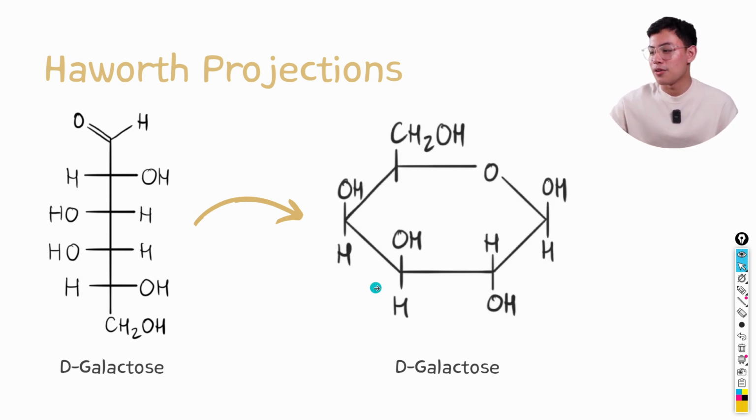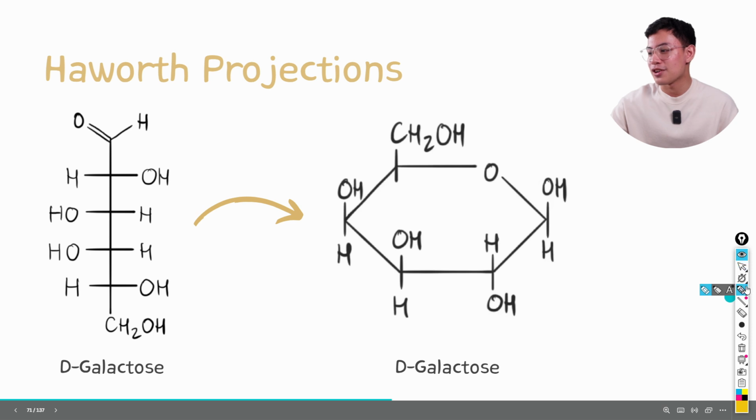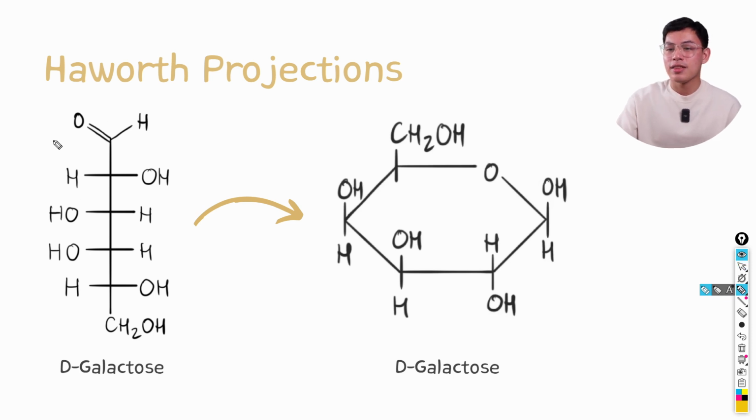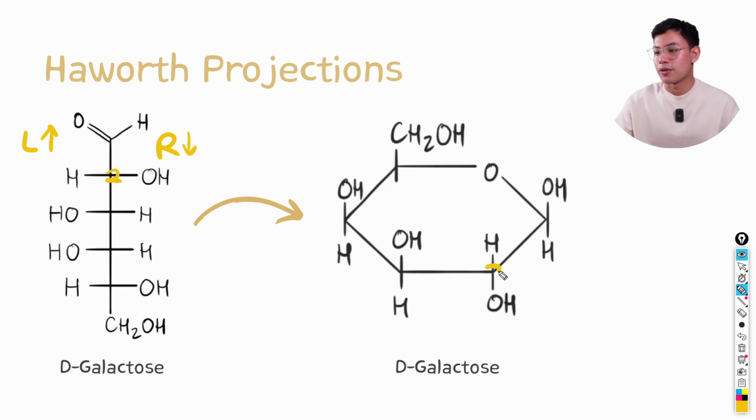An important thing to note here is that when converting Fischer and Haworth projections, everything written on the left is written on top. Everything written on the right is written on the bottom. So this is carbon number 2. Carbon number 2 here is over there. And so the H is on the left, hence it's written on top. And the OH is on the bottom, hence it's written on the right side.